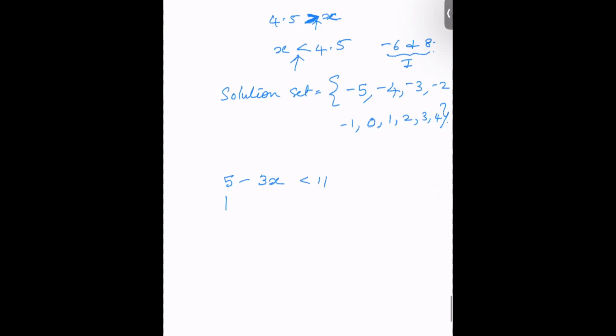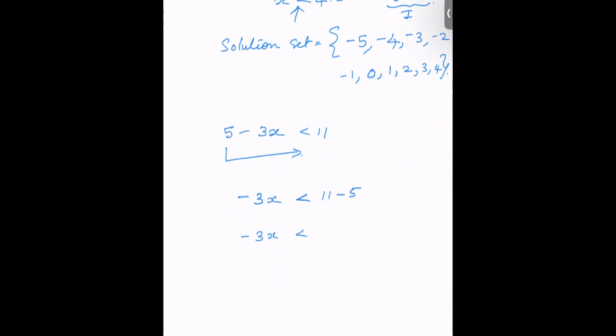So I am moving 5 to the other side. Then it will be negative 3x less than 11 minus 5. So negative 3x less than, what is 11 minus 5? Is it 6? So I am having negative 3x on the left hand side and 6 on the right hand side. This shows that I need to divide by negative 3. Rule number 4.